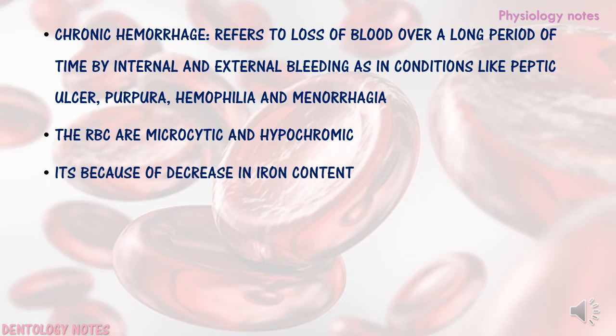Chronic hemorrhage refers to loss of blood over a long period of time by internal and external bleeding, as in conditions like peptic ulcer, purpura, hemophilia and menorrhagia. The RBCs are microcytic and hyperchromic. It's because of decrease in iron content.